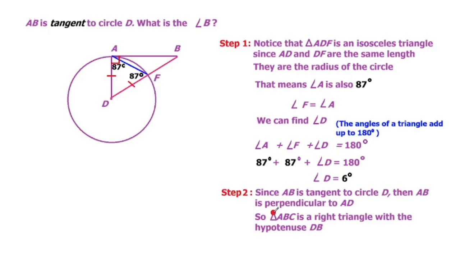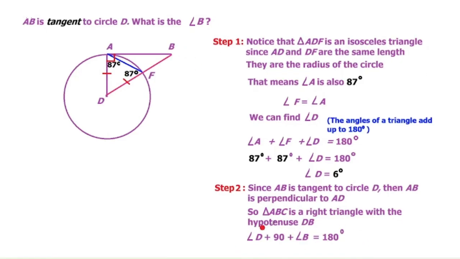Okay, so triangle ABD is a right triangle with the hypotenuse DB, okay? So actually we don't need to use the Pythagorean theorem. We already have our angles. Angle D we solved for is 6. And we know this is 90 degrees, and now we just have to solve for angle B. When you add up the angles of a triangle, they equal 180 degrees.